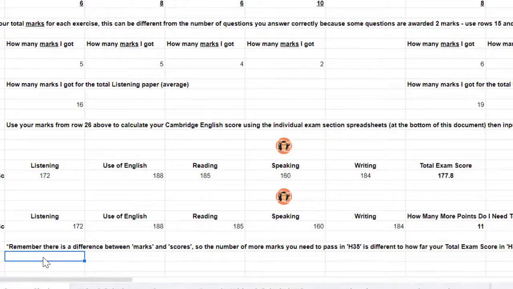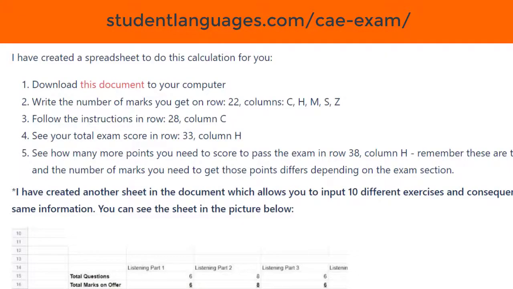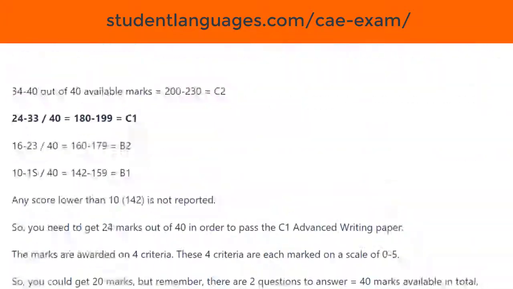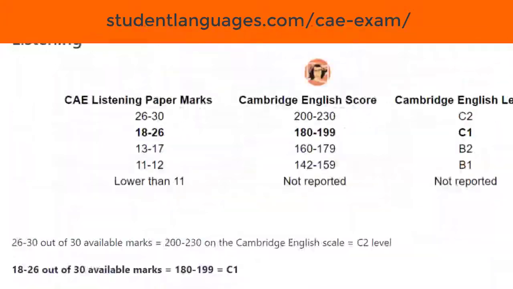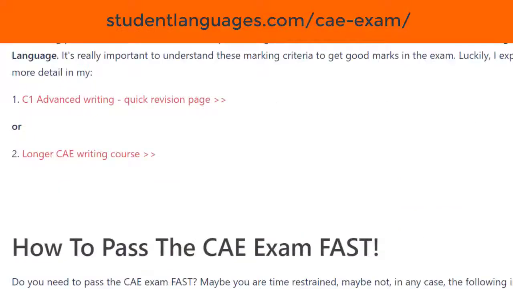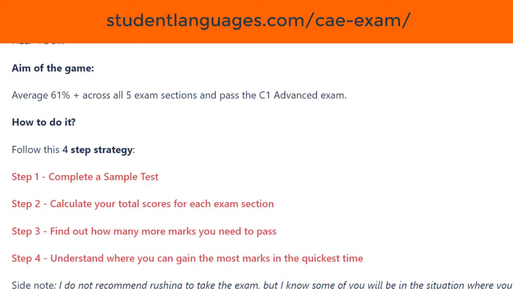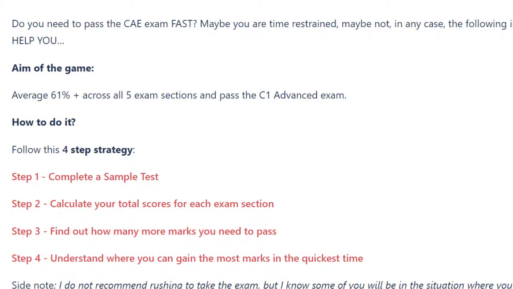So the number of more marks you need to pass in H38, which is here, is actually different to the number of points we are away from 180 here. Okay, now, as I said, I explain this in a lot more detail on this page, CAE exam, and so the thing that I would really recommend is going through this whole page. I'm going to tell you how you can actually really quickly prepare for the exam. A few secret tips there for you.